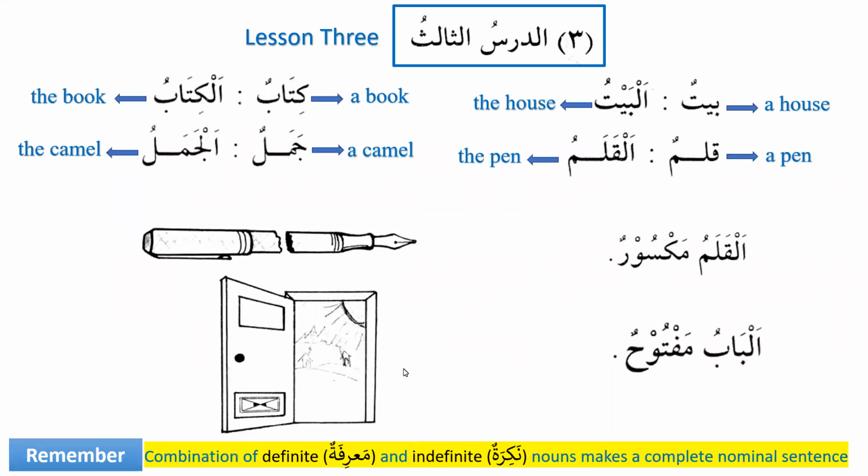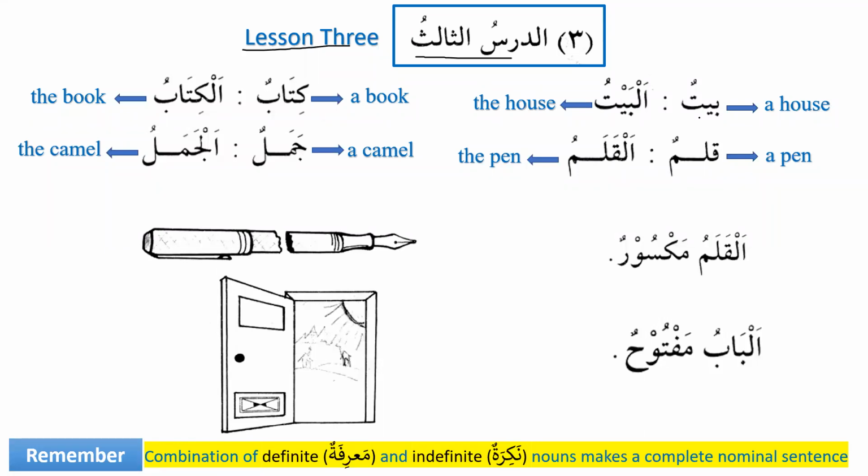Ad-Darsu Al-Thalithu, lesson 3. Now we can see that this is an incomplete sentence. It's a phrase. That's why the meaning we can see here is "lesson 3." So we can see that "lesson 3" is not a complete sentence. Similarly, in Arabic, it is not a complete sentence.